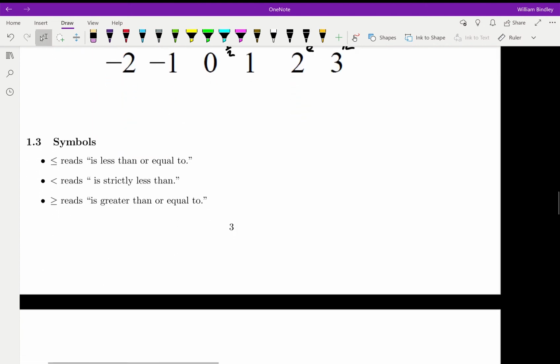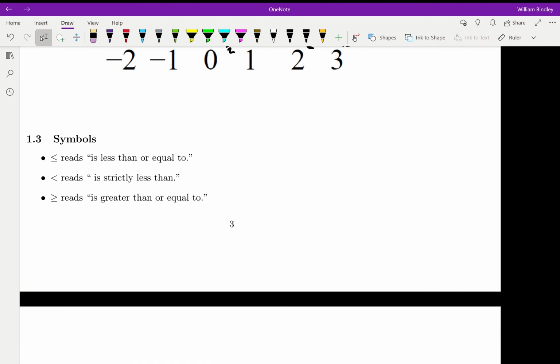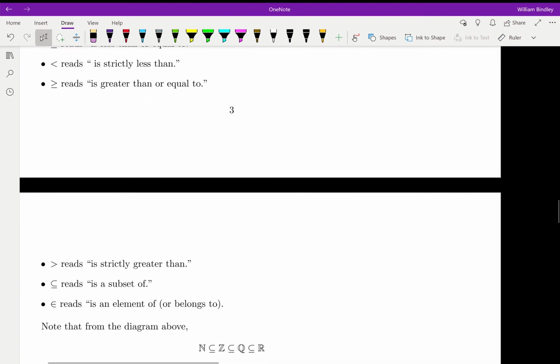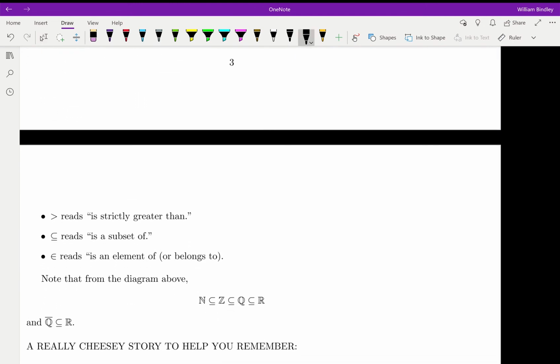So anyways, you're probably all familiar with these symbols. The first one is less than or equal to. The second one reads strictly less than, but we often just say less than. We have greater than or equal to, and strictly greater than, but we often just say greater than. You will recall this one from a previous video. That's the subset relation, or is a subset of, and this one here, the Greek letter epsilon, reads is an element of or belongs to, but we often really just say is in. So, like, 2 is in the set of natural numbers.